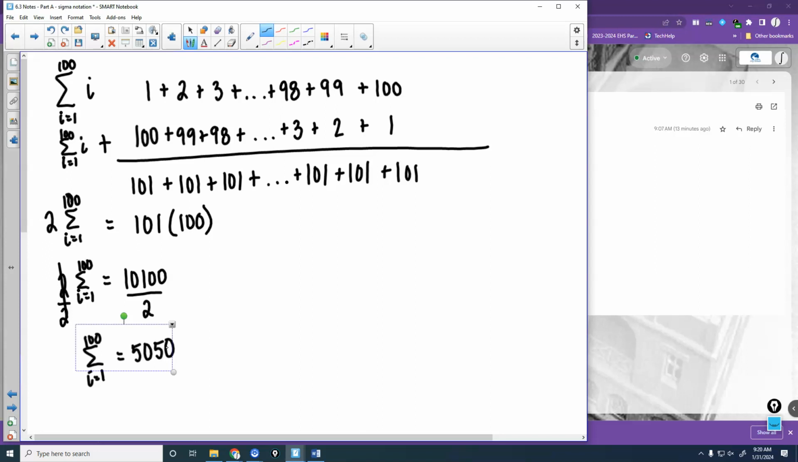And as a small child, he thought of this method of figuring it out more quickly on his own without anybody showing it to him. I think it's sort of a legend. I don't know if this is well documented.